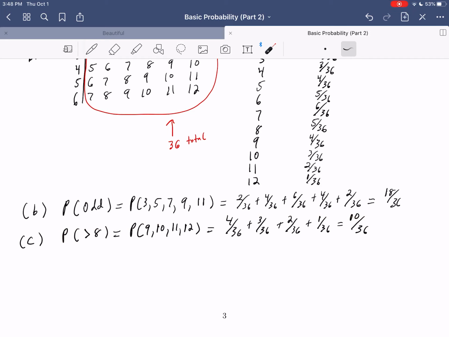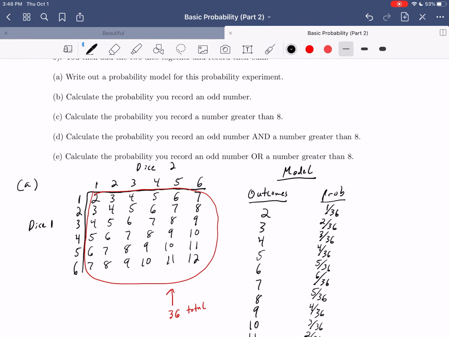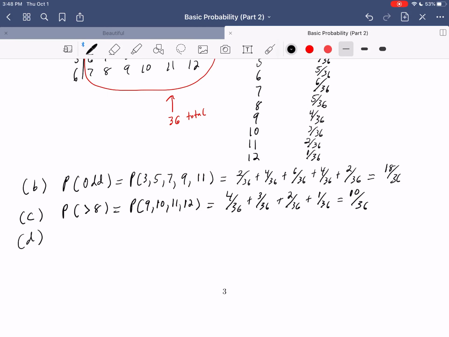Notice, just to make sure we're always remembering what probabilities really mean, this means it's more likely to get an odd number than it is to get a number greater than 8. All right, let's try something else here. For D, we'd like to get the chance that we record an odd number and a number greater than 8. So let's think about how we would do that.